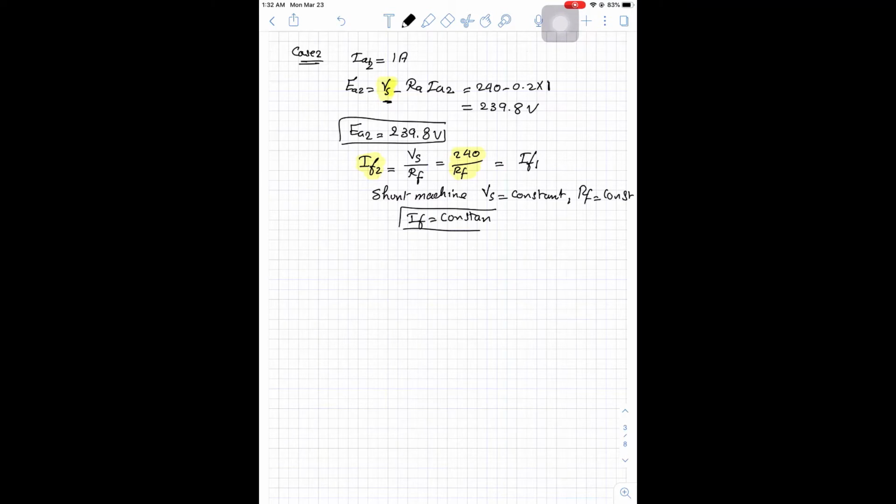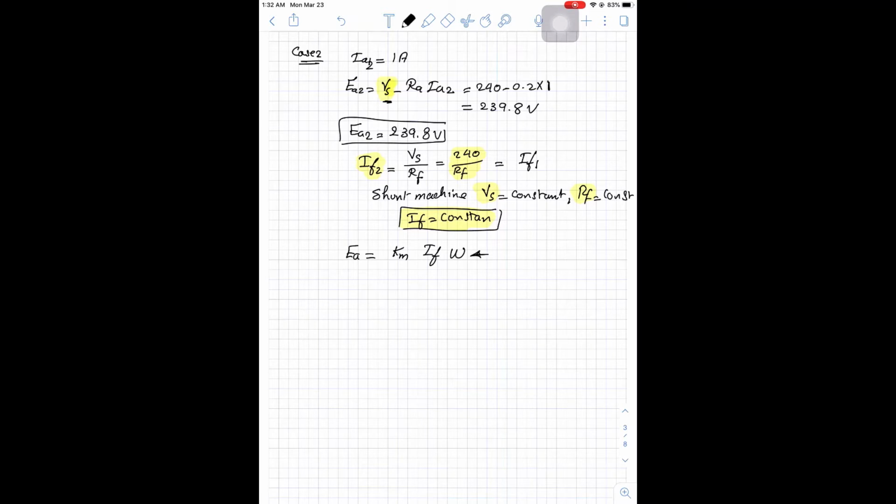And this is a rule for shunt machine. For a shunt machine, the only change that you will see in the field is that the field current will change only if V source is changing or RF is changing. As in this example, neither V source was changed nor RF was changed, so we can say that IF is constant. Given this, we can say EA equals K motor IF speed.